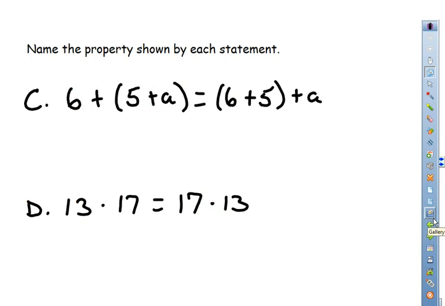Now it says name the property shown by each statement. So go ahead and name these, and we'll go from there. So go ahead and hit pause.